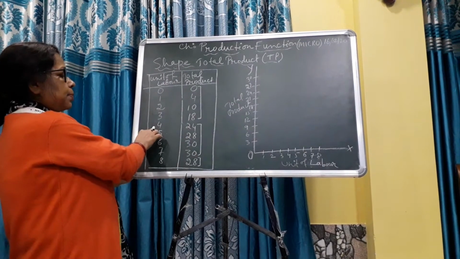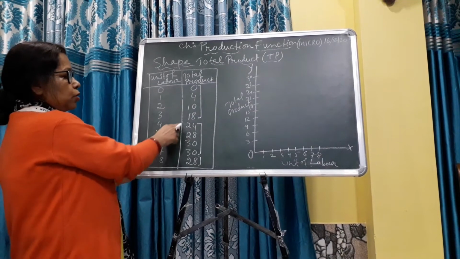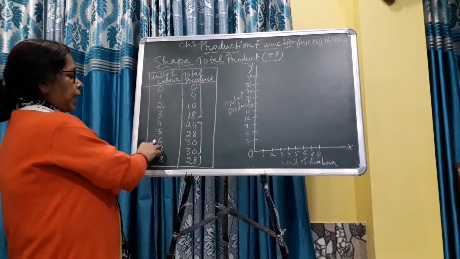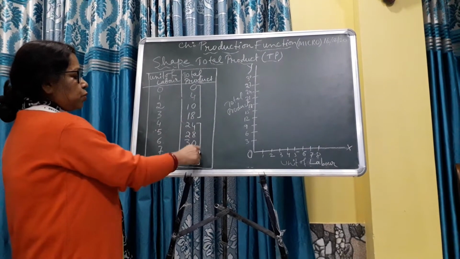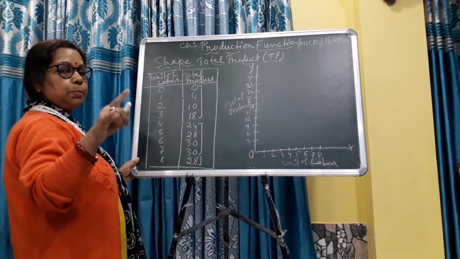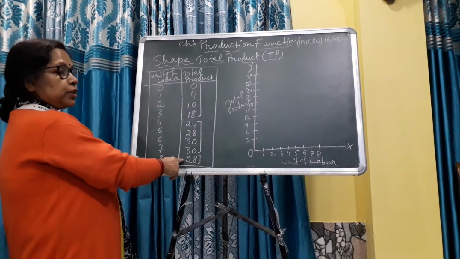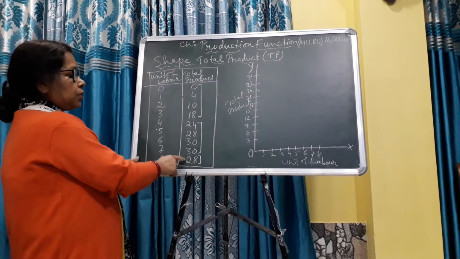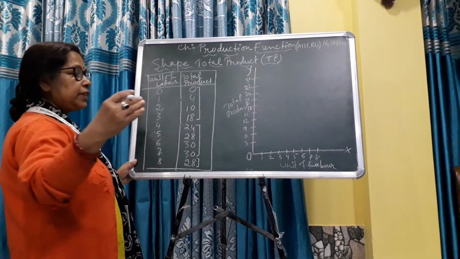Next, 4 labors produce 24 and 5 labors 28, so from 24 to 28 the gap is 4. Then 6 labors produce 30. So here we have seen production increases at a diminishing rate. And next, 8 labors produce 28, so production is negative, meaning it decreases from 30 to 28. So here we have seen 3 phases.